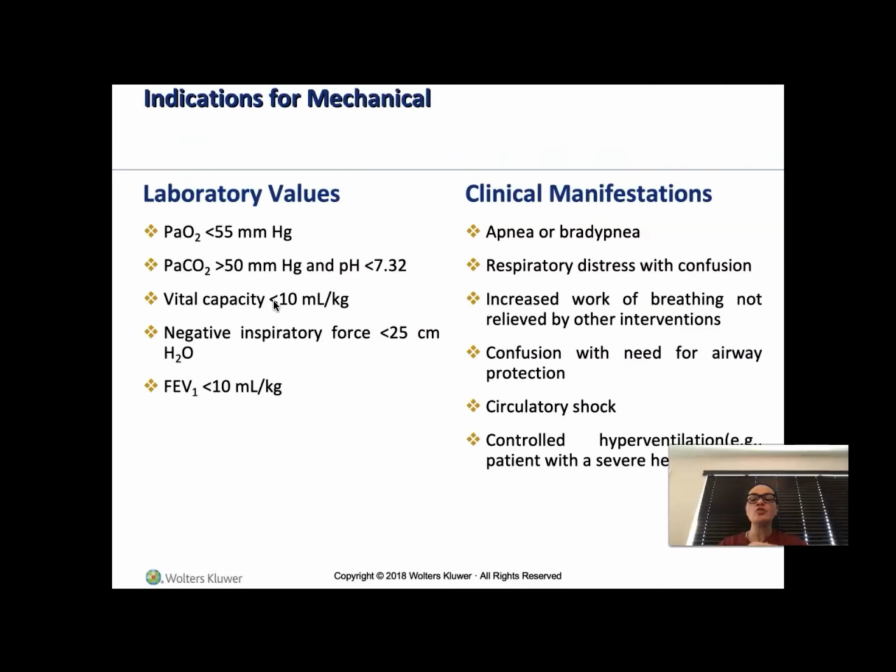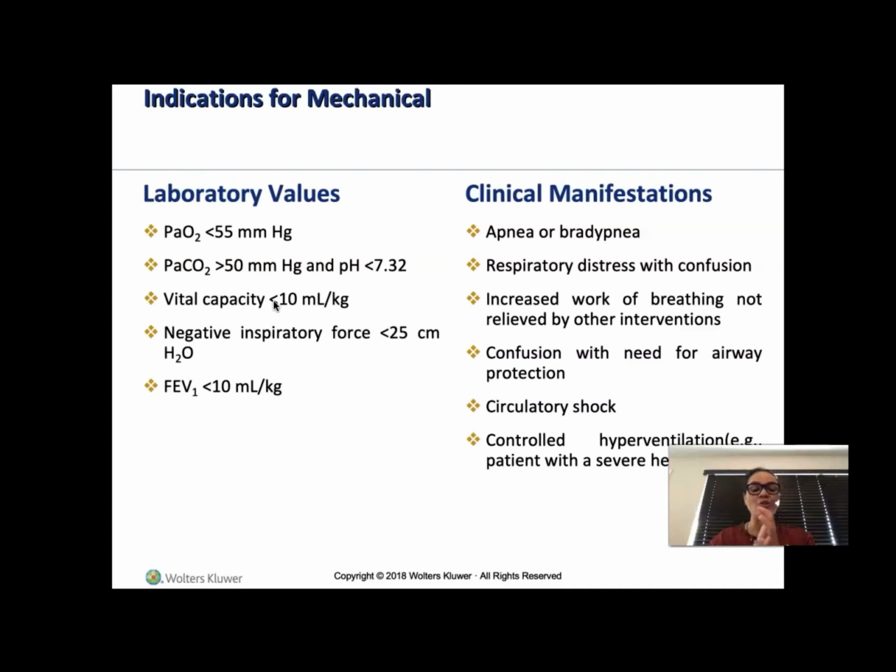All right, so here are your norms for your CO2 and your O2. I put them here for quick reference. So some manifestations, again: no breathing, very shallow breathing, respiratory distress, confusion from a lack of oxygen, increased work of breathing. Again, that assessment, that initial laying eyes on your patient, is key. Are they struggling to breathe? Are they starting to panic? If you are short of breath, you can't get enough oxygen in, you already have a sense of panic. That fight or flight kicks in. You can start to get a little bit delirious and not make any sense. Okay, confusion with need for airway protection.